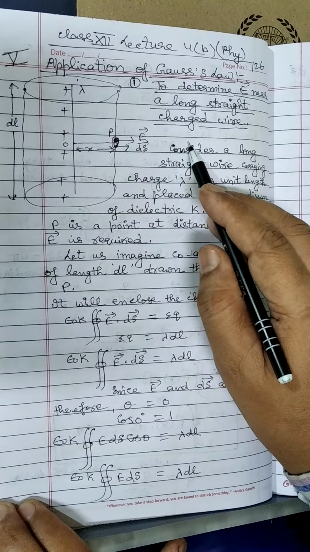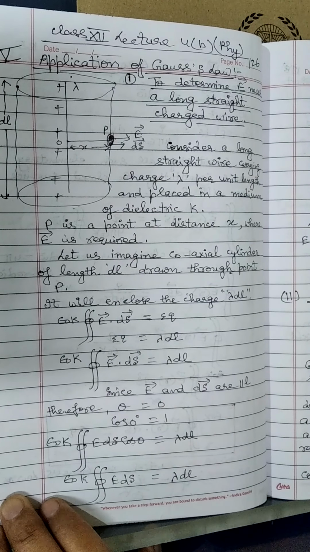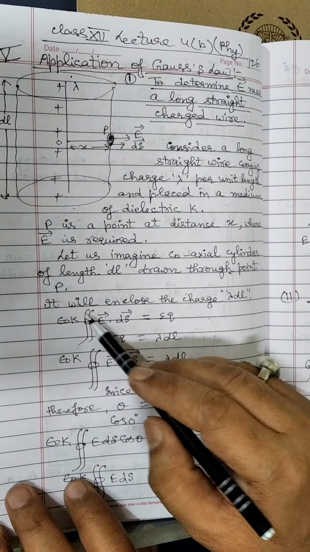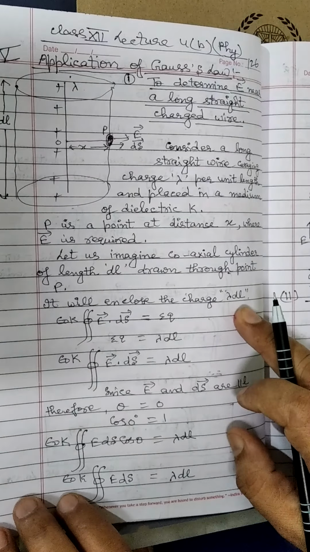So around this point we are considering a Gaussian surface in the form of a coaxial cylinder of length dl drawn through this point P, and this x will be treated as the radius of the cylinder and dl will be treated as the height of the cylinder. Now how much charge will be enclosed in this? From the definition of charge density, lambda is equal to q upon dl, so q is equal to lambda into dl.